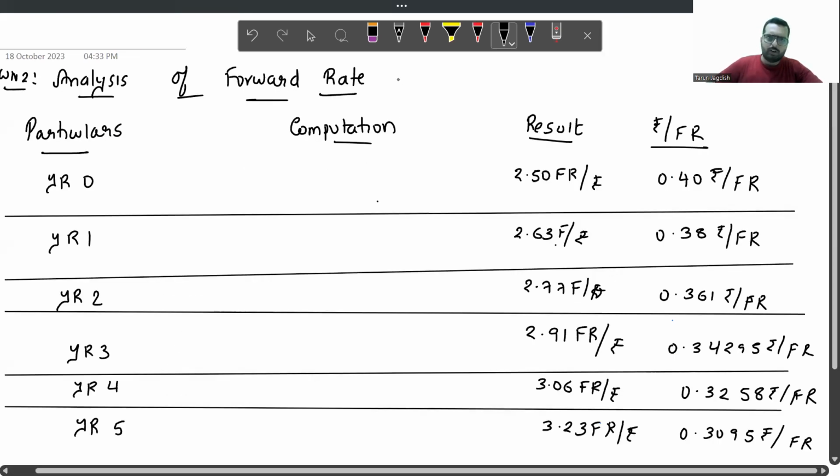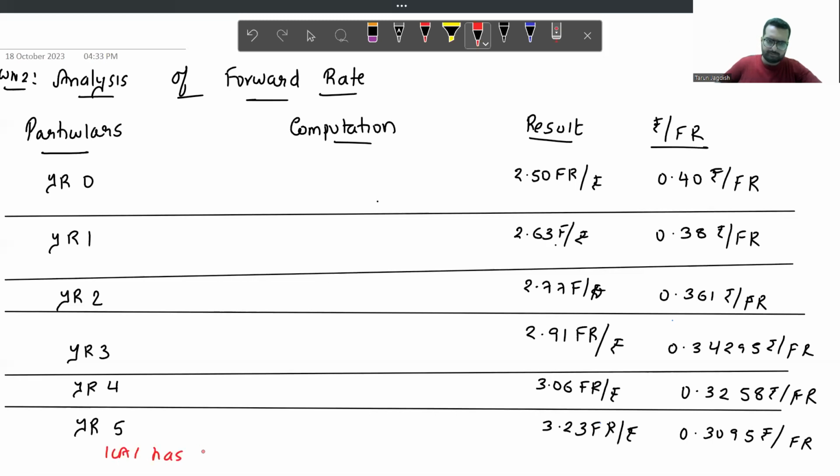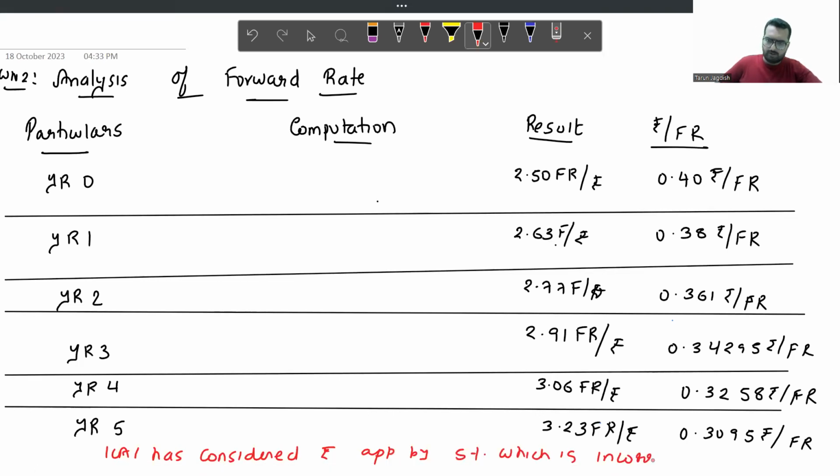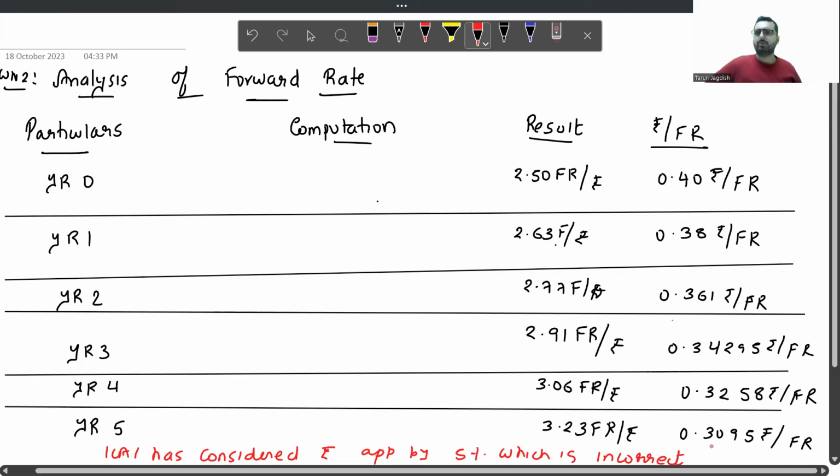Yes. So you can give a note below this. Okay. ICI has considered rupee appreciation by 5%, which is incorrect. Please write down this.